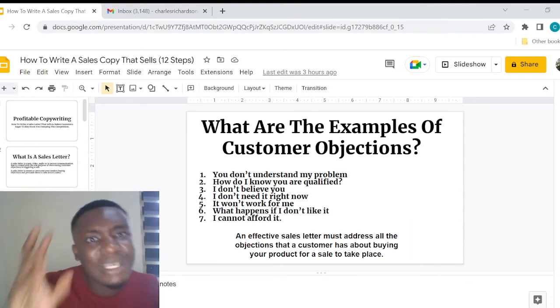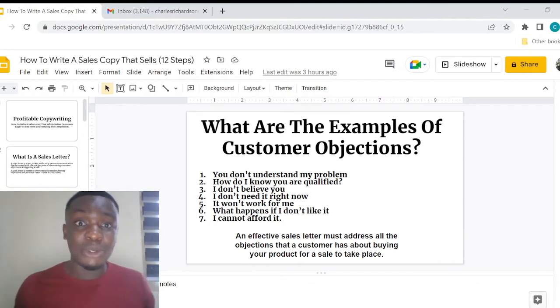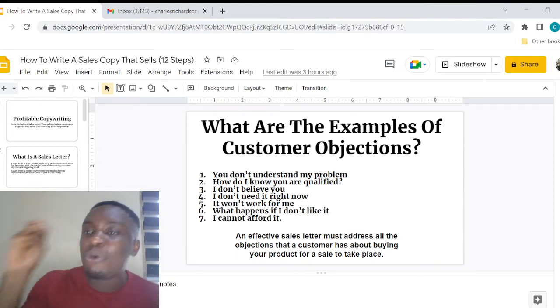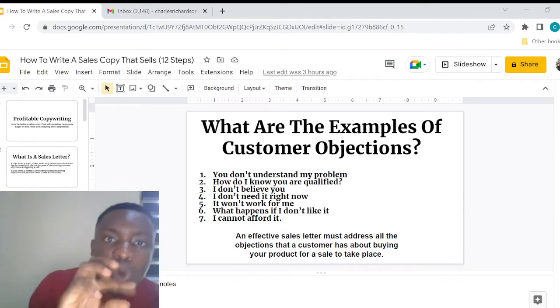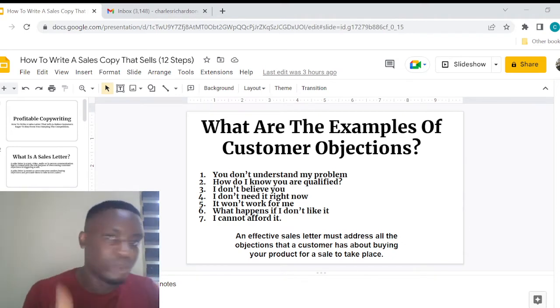Number three, they will say, I don't believe you. You say this thing has worked for people. Where are the testimonials? Most of the time in my journey as a marketer online, I've noticed that people want to know who your product has worked for. If you cannot provide all those things to them, sorry, that sale is not going to happen.